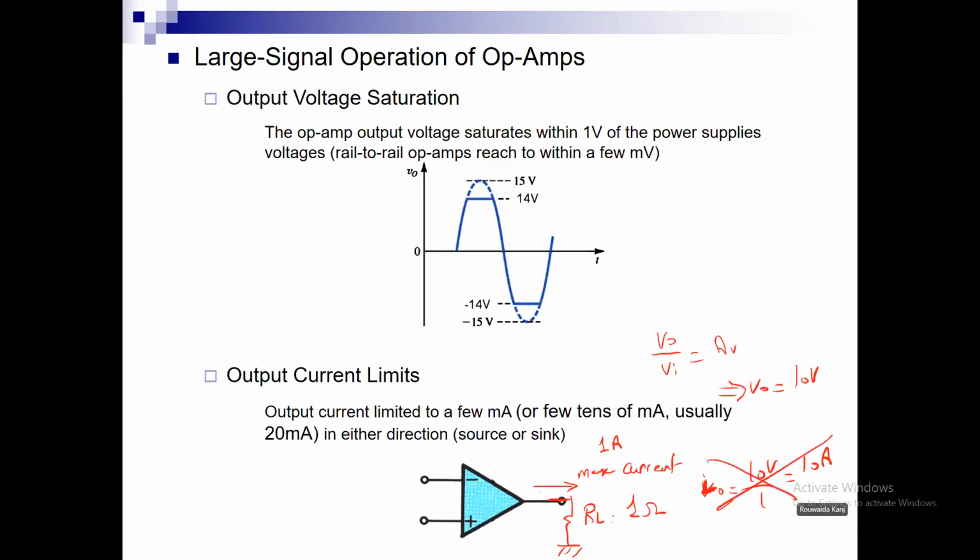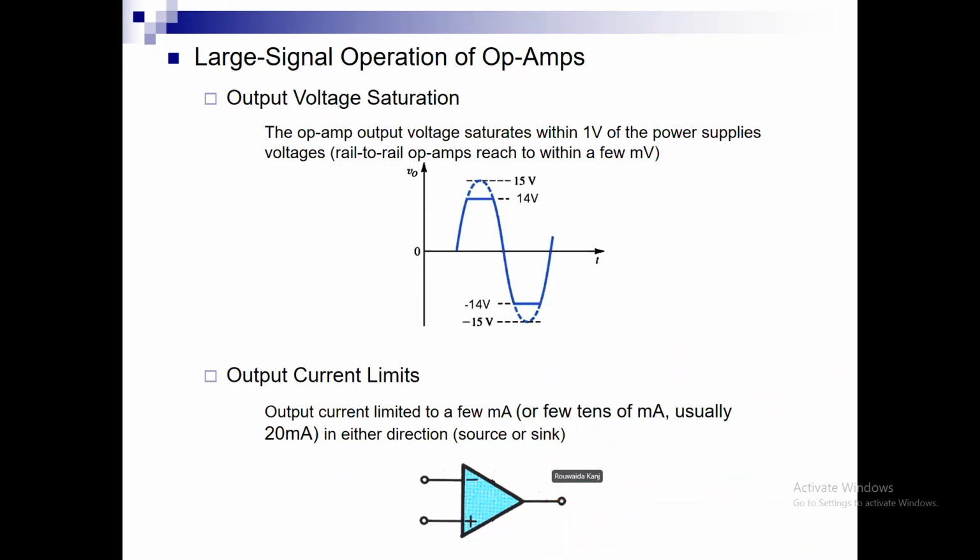So therefore, maybe I have to put a 10 kilo ohm load here for me to satisfy that IO is equal to 10 volts over 10K, which will give me now a 1 milliamp current, which is less than the maximum current that I can supply. So here we need to make sure what is IO that is being delivered to the output and how does it compare to the maximum current limit. Now, of course, in real life, I can supply only a few tens of milliamps.